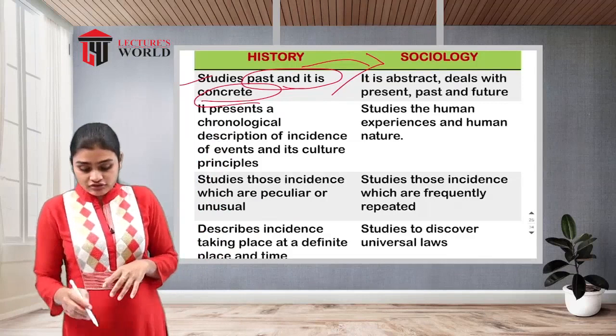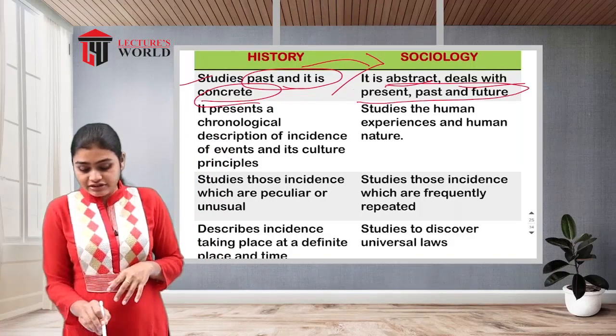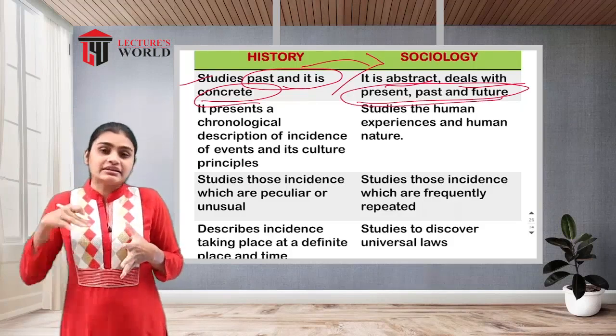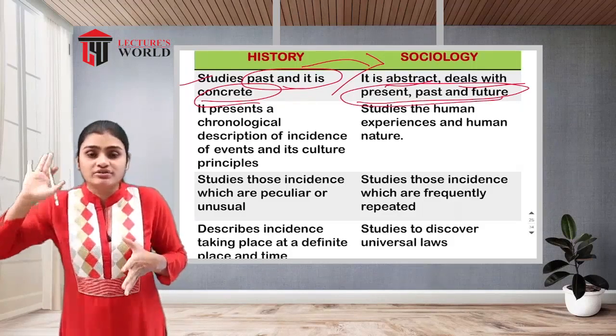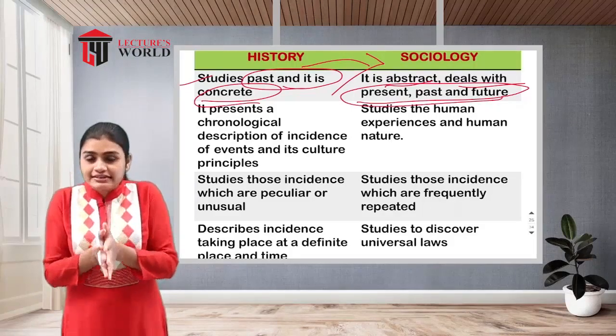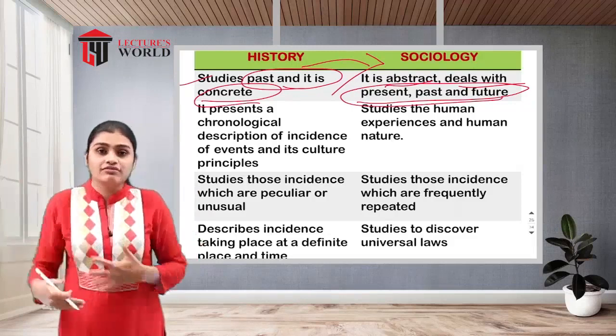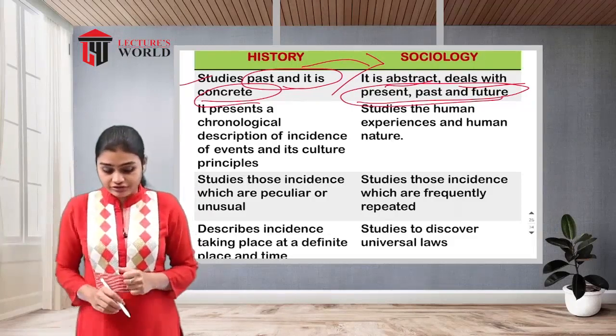Whereas sociology is abstract and deals with present, past and future. Abstract means it is present in our thought process, and we think about what is happening right now, what has already occurred and what we can improve in the future. So that is sociology.